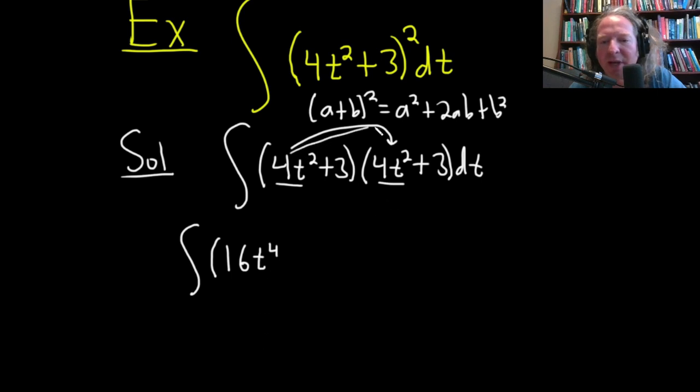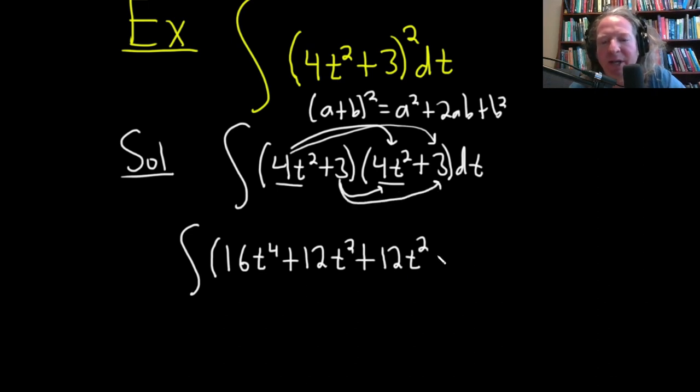Right? And then we'll do this times this. That's going to be 12t squared. Yeah, really nice. And then this times this is also going to be 12t squared. And then this times this is going to be 9. And then we have the dt. So basically, you take this expression here, 4t squared, and you multiply it by both of these, and take this term here and multiply by both of these.